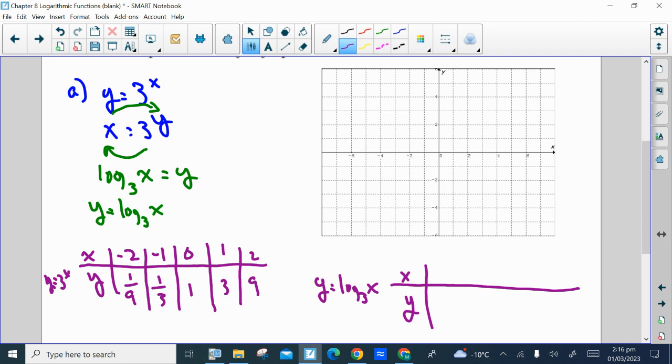We haven't really talked about evaluating logs with bases other than 10. Remember, if there is no base indicated, that means it's a common log, base 10, and your calculator is programmed to evaluate logs with base 10 when you hit the log key. But we don't have this as a log with a base of 10. It's log base 3. So we will take the points on the original graph and we will switch them around.